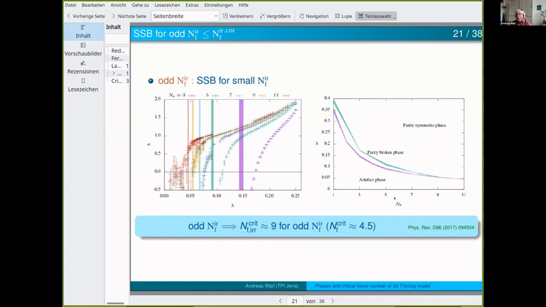So the red one is the lattice artifact phase, and the green one is the parity breaking phase. It's a Gross-Neveu channel, and so we have a parity broken phase for 1, 3, 5, 7, and maybe 9 flavors.